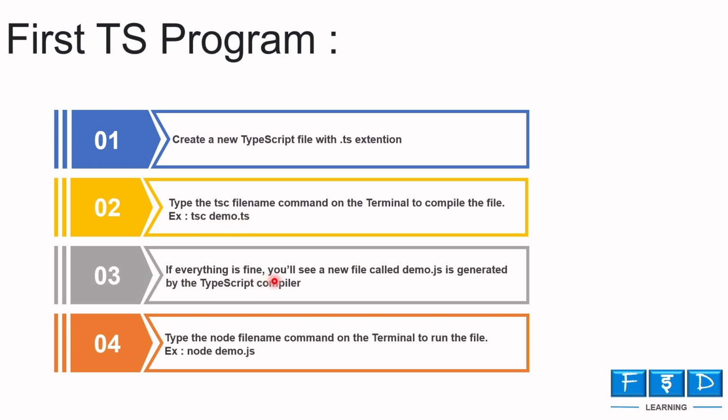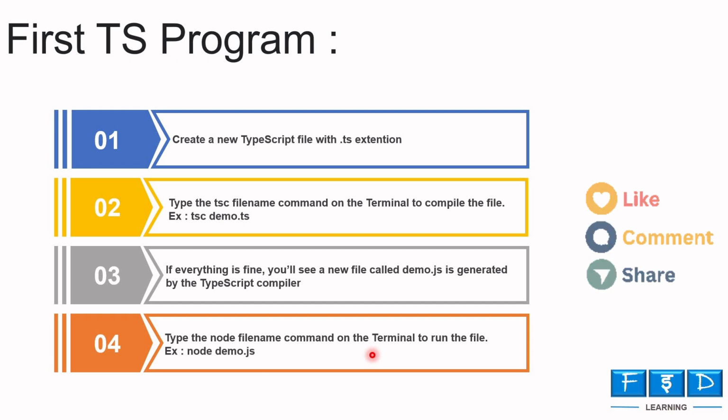And if everything is fine, you will see a new file called demo.js is generated by the TypeScript compiler. And finally, type the node space file name command on the terminal to run the file, like node space demo.js, and you can see the output.